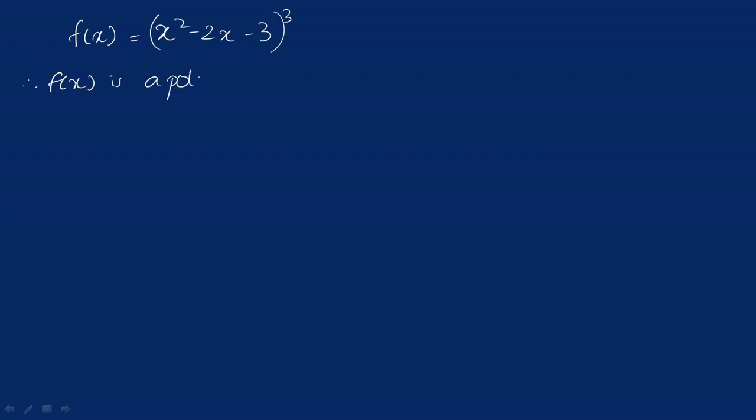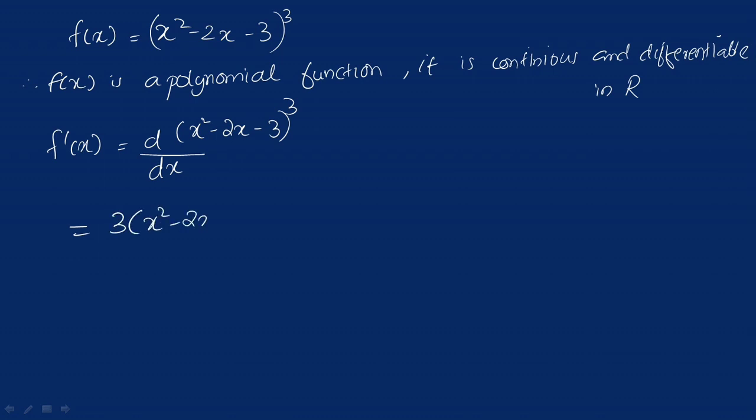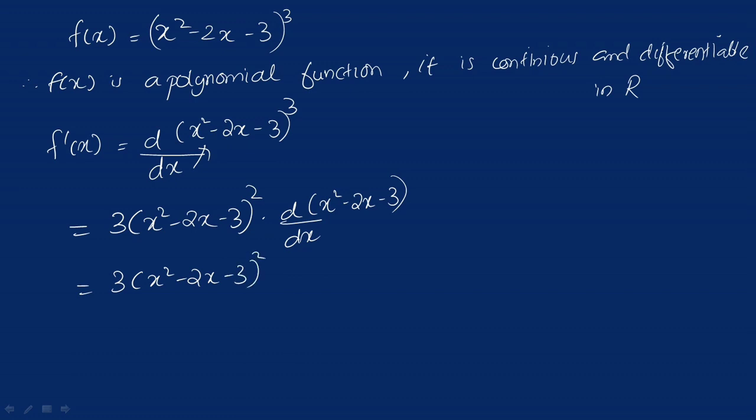Now f of x is a polynomial function, so it is continuous and differentiable in R. So we can write f dash of x, that is d by dx of x square minus 2x minus 3 whole cube. So what is d by dx of x square minus 2x minus 3 whole cube? That is 3 into x square minus 2x minus 3 whole square into d by dx of x square minus 2x minus 3. Or we can write 3 into x square minus 2x minus 3 whole square into d by dx of x square, that is 2x, d by dx of minus 2x, that is minus 2, d by dx of minus 3, that is 0.